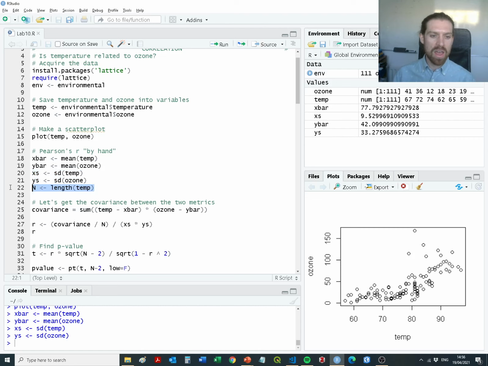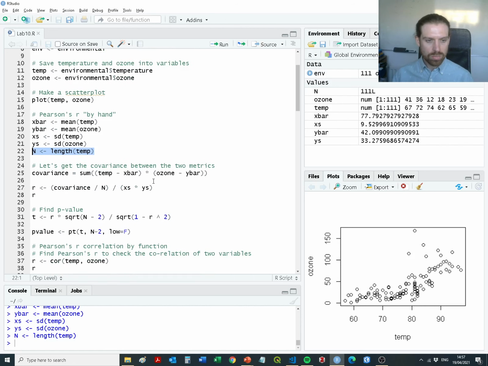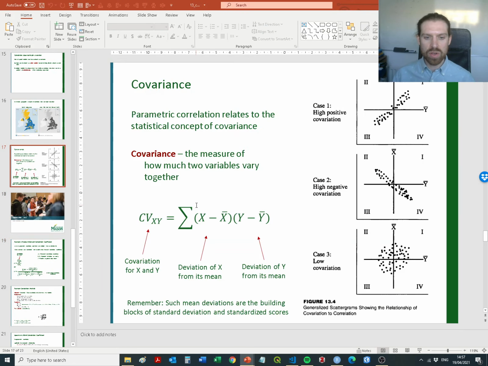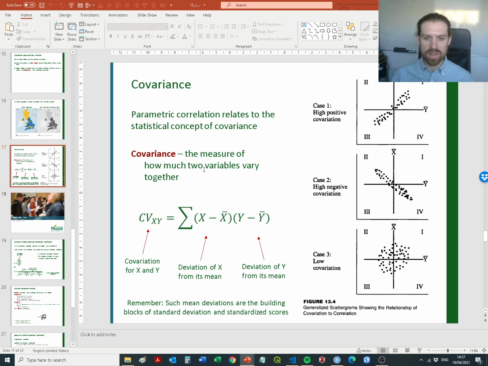And we can just get the length of just a single variable, that's fine because they're the same length. And that's going to give us the total number of paired data points that we have, which is 111. And then once we've got that, the first thing we can do is get the covariation of x and y. So to do that, we can subtract the mean from each one of the data points and multiply them together and then get the sums.